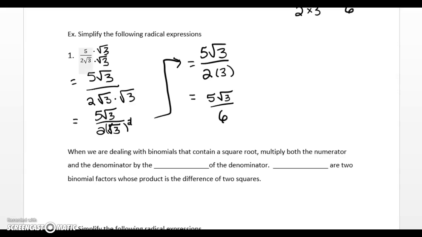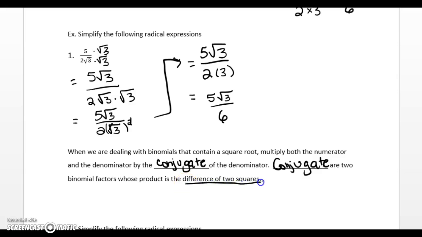So now what happens if there isn't just one term in the denominator of that fraction? What happens if we had, say, a binomial? When we are dealing with binomials that contain a square root, we would multiply both the numerator and the denominator by something called the conjugate of the denominator. Essentially, the conjugate is two binomial factors whose product is the difference of two squares. So its product is the difference of two squares.